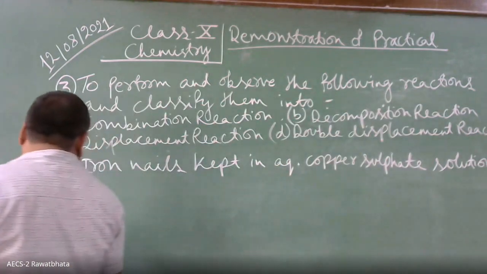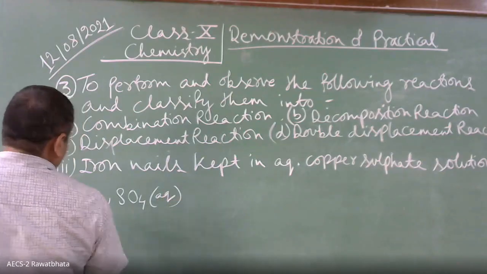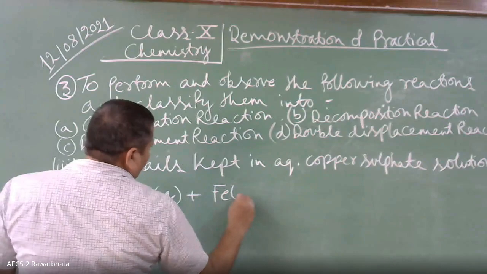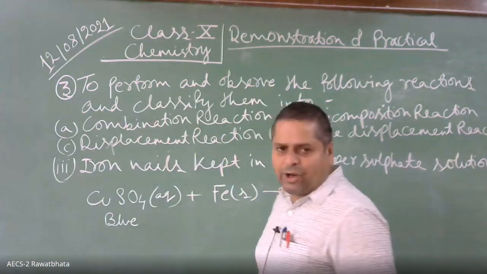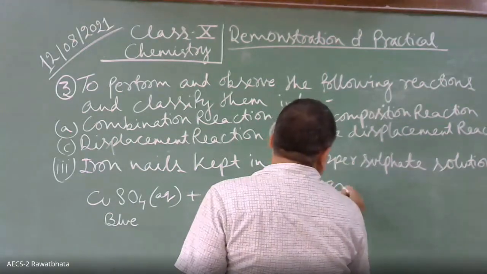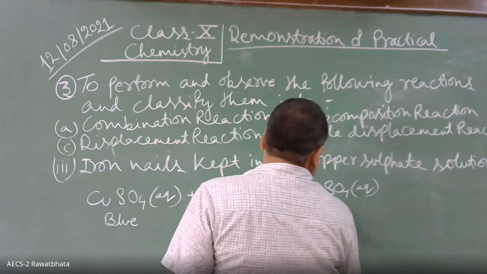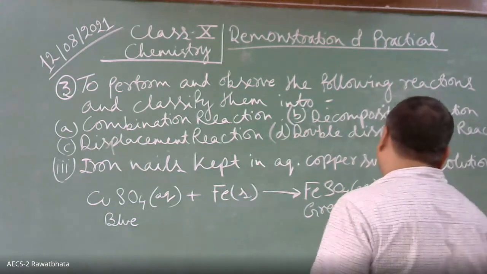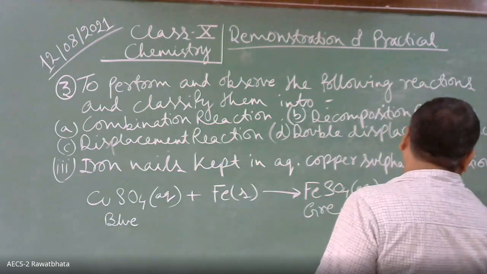So what will happen, children? CuSO4 is aqueous. What is the color of aqueous copper sulfate solution? Blue. Very good. It is blue, and when we add solid iron, what happens? It will turn green. It displaces copper. Very good. So FeSO4 and copper are formed. Copper is less reactive than iron, so iron displaces copper from aqueous salt solution. Is it okay? Yes, sir.